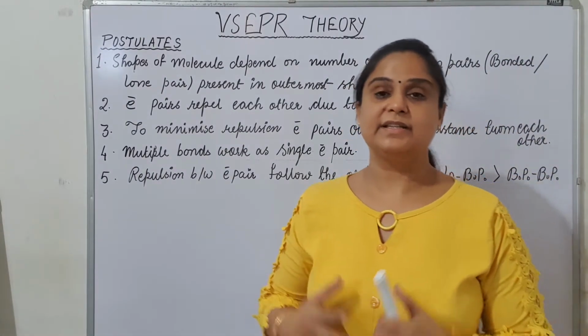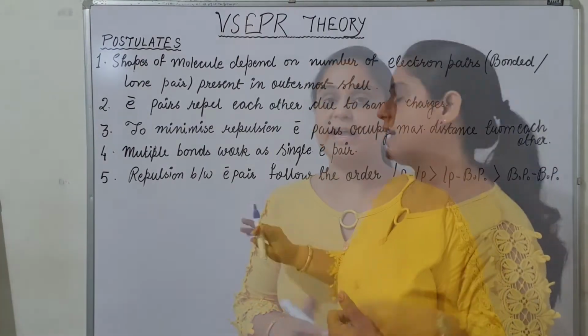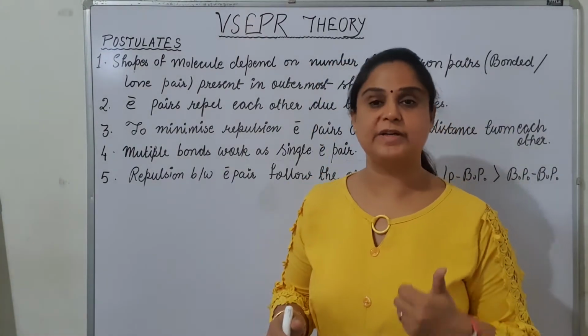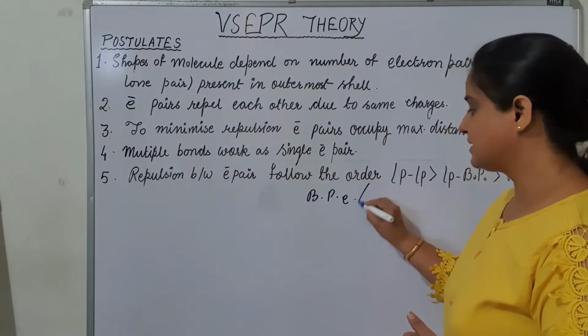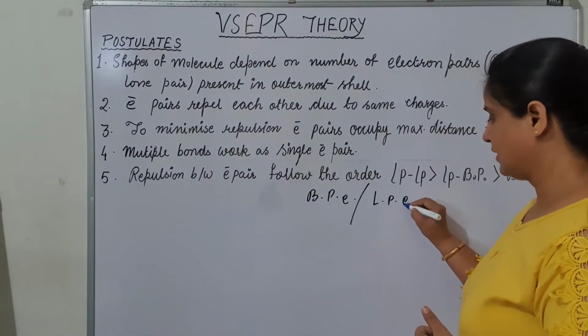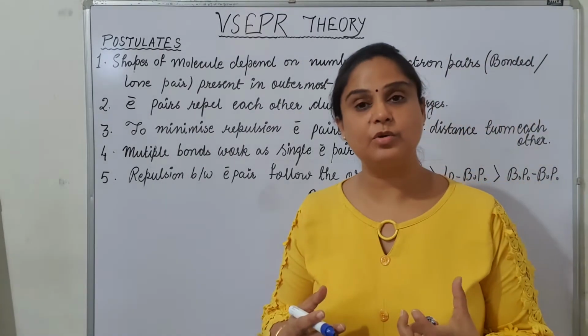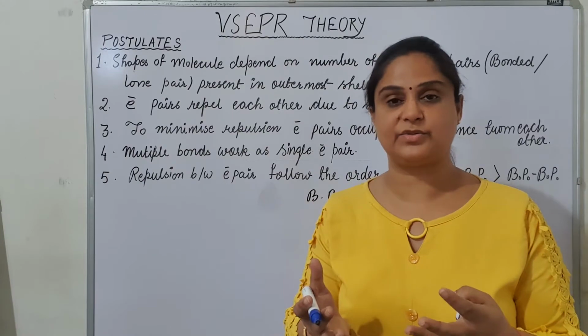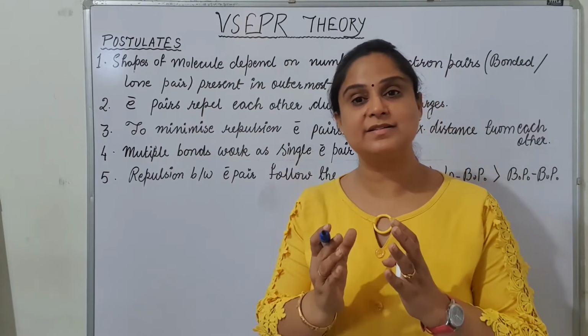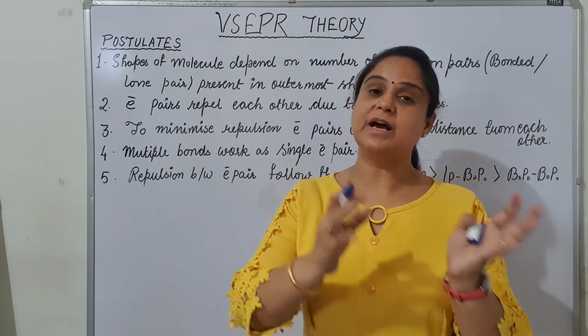We have to take care what kind of electron pairs are there. As I told you, we have two kinds of electron pairs. The first is bond pair electrons and the second is lone pair electrons. As we know, lone pair electrons are not bonded with anything else. They are free electrons. So these free electrons exert more repulsion with other lone pairs.